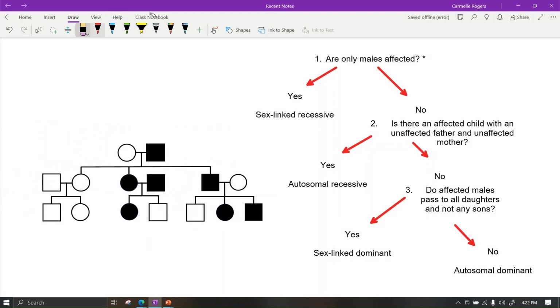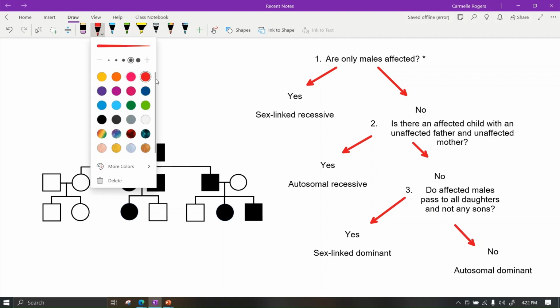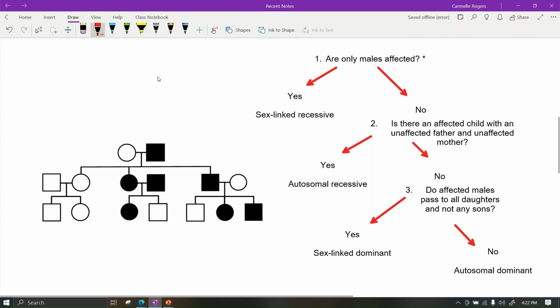Let's start at the top. So are only males affected? And again, we see that both males and females are affected. So the answer to that one is going to be no. That means we can move to question number 2. Is there an affected child with an unaffected father and an unaffected mother? So here we have a mother and father who are unaffected, but they don't have any affected children. So the answer for this would be no. That means we can go to number 3.